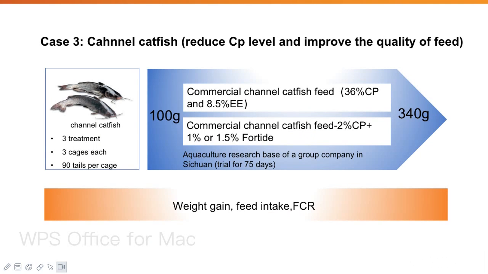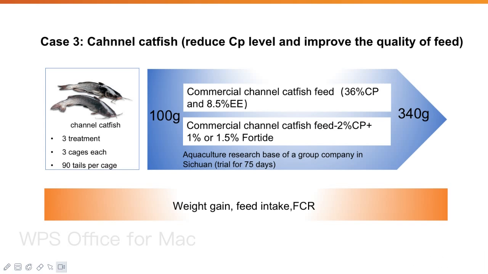The third case is a study on channel catfish in an experiment phase of a group company in China. In this case, the animal stage is 100 to 340 gram juvenile channel catfish, and the animals were designed into 3 treatment groups, 3 cages per treatment, and 90 taels per cage.